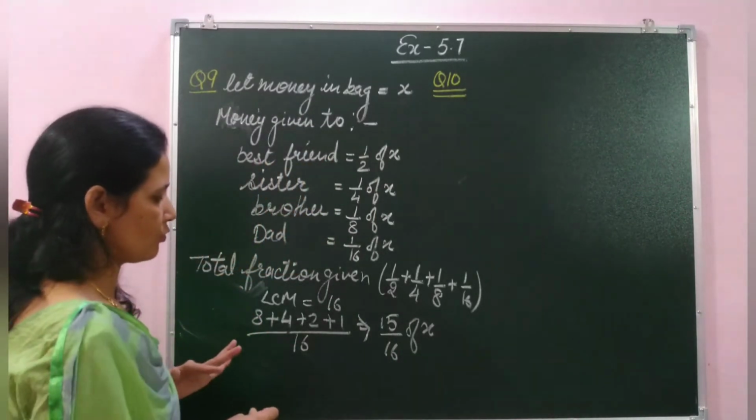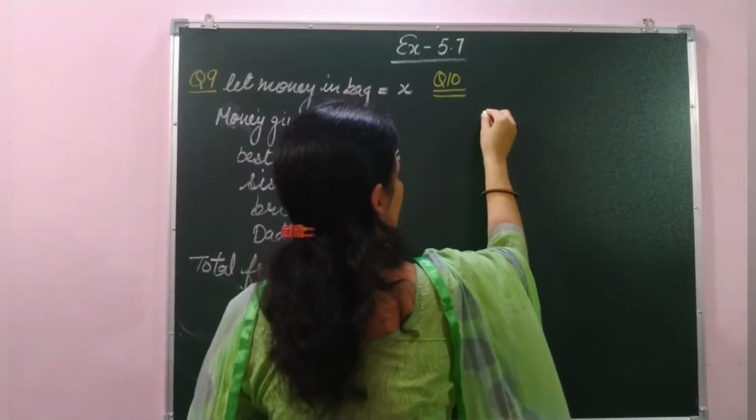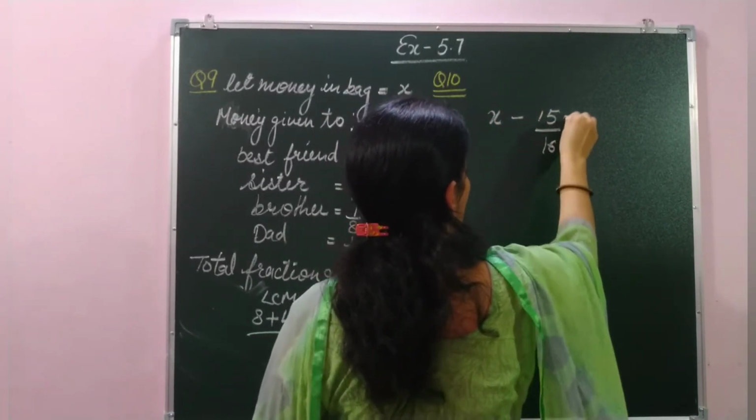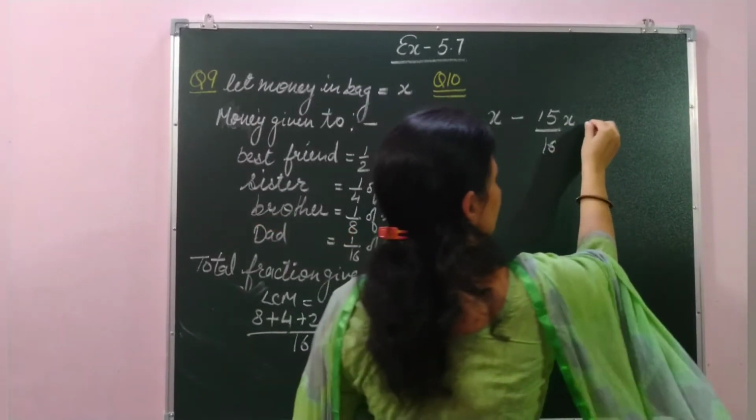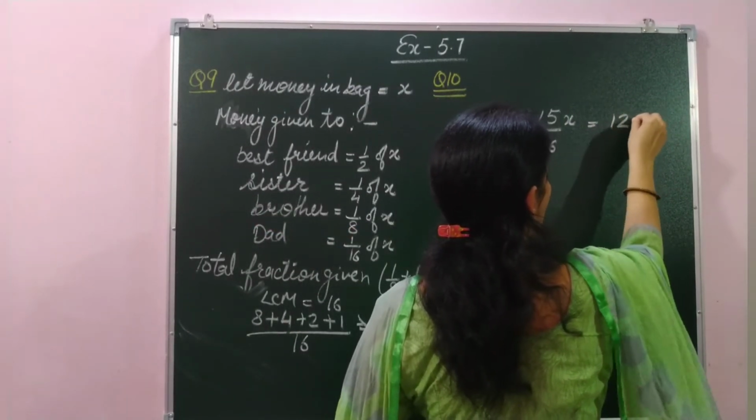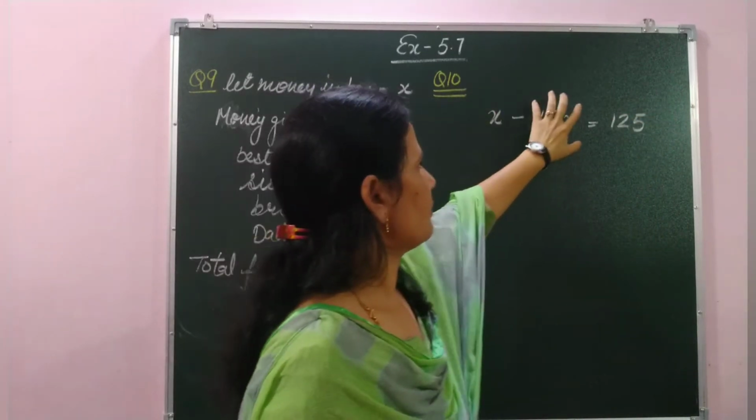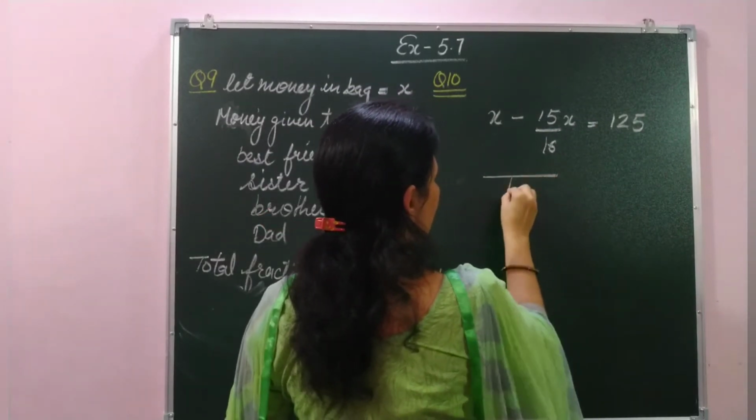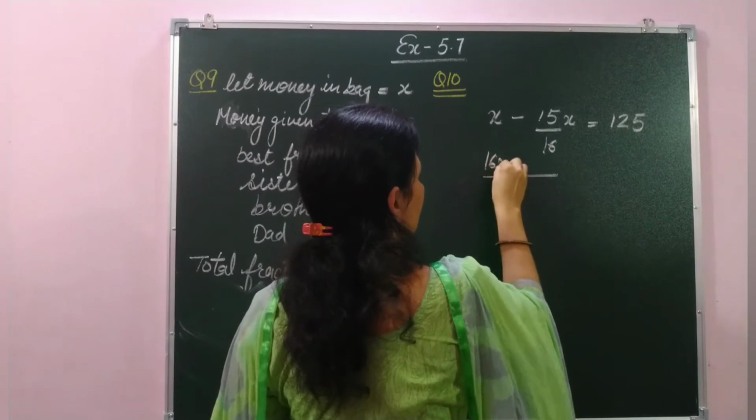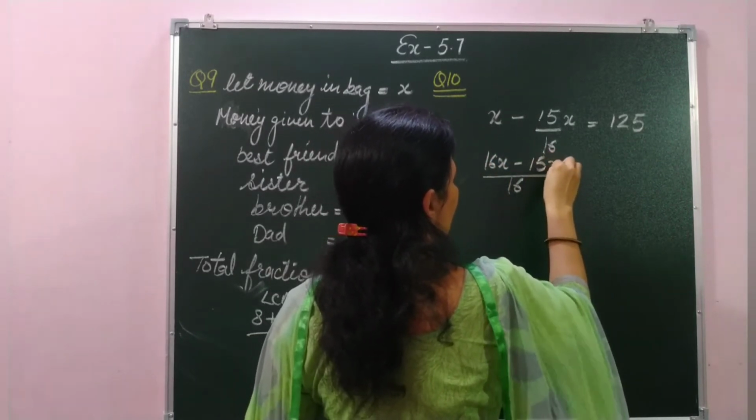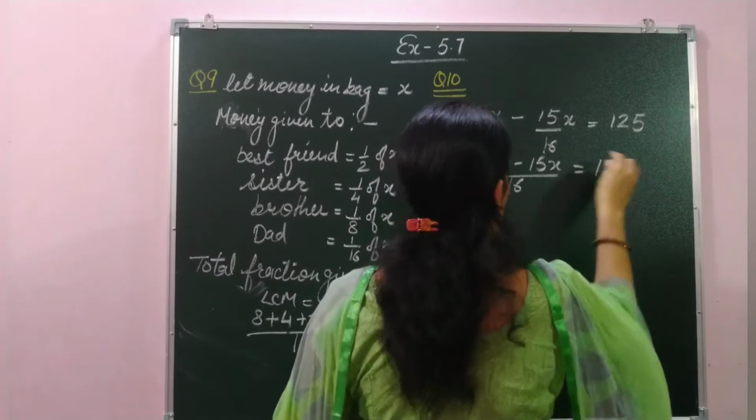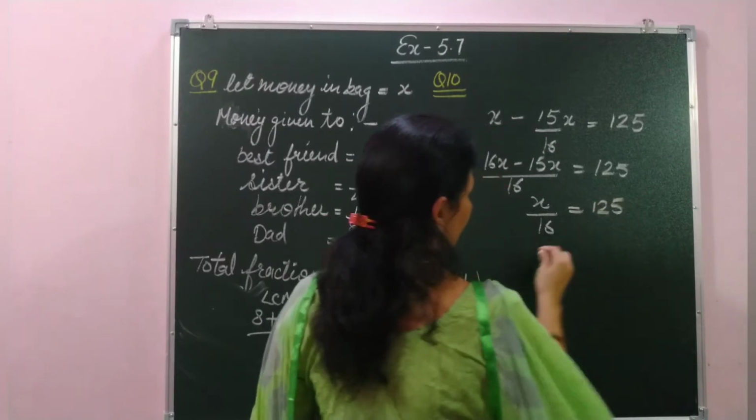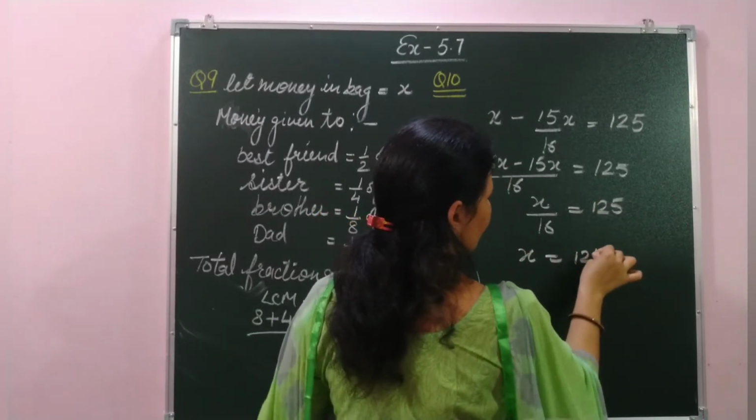So the money left. Here we will write, students, money left. Total money was X, then minus 15/16 of X is rupees 125. If we subtract this much given amount from the total, then money left is rupees 125. Take the LCM 16. 16 multiplied with X is 16X, and 16 ones are 16, so 15X. Then rupees 125. 16 minus 15, that means X by 16 equals 125, and then total money X is 125 multiplied by 16.